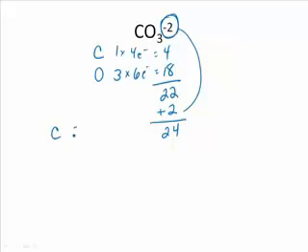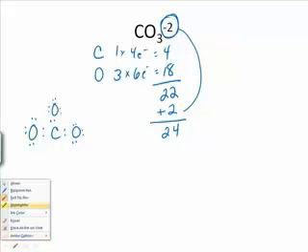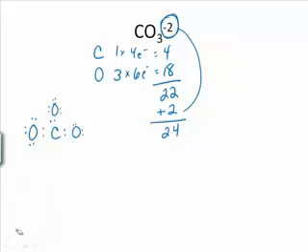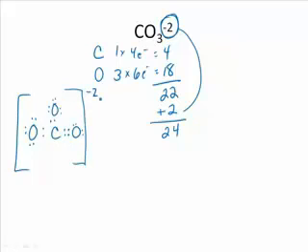So same process. Bond them with pairs, 8, 10, 12, 14, 16, 18, 20, 22, 24. And now I need to move 1 pair in so that my carbon gets that. And then at the end, I want to distinguish this as being an ion. So I'm going to put brackets around my Lewis structure and then put the charge on the outside.